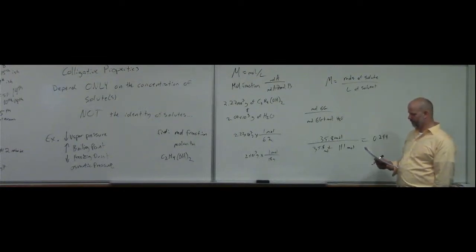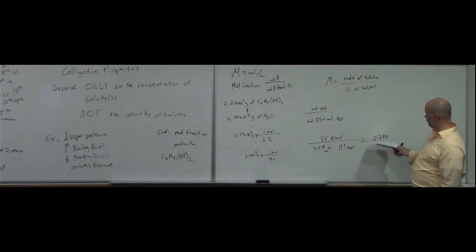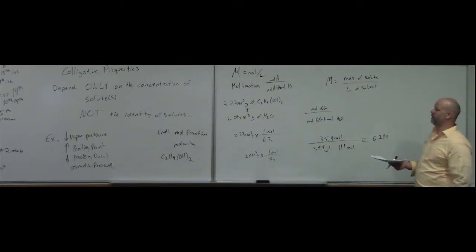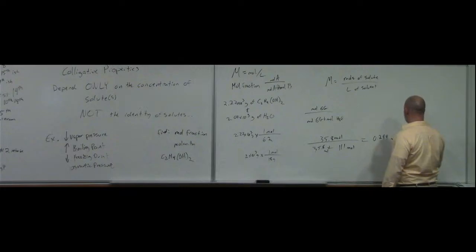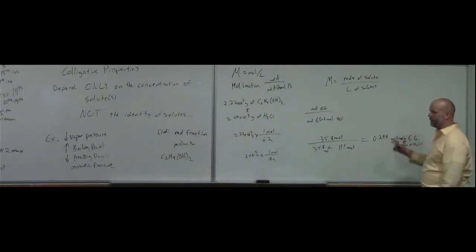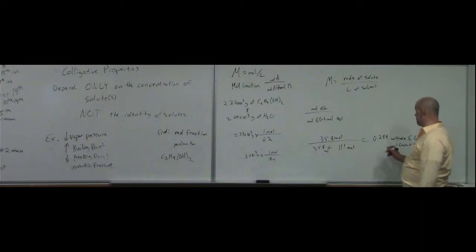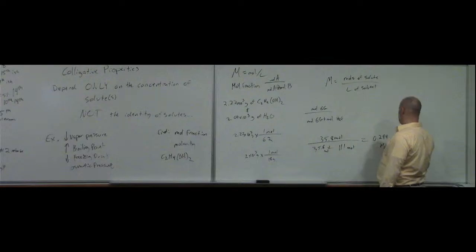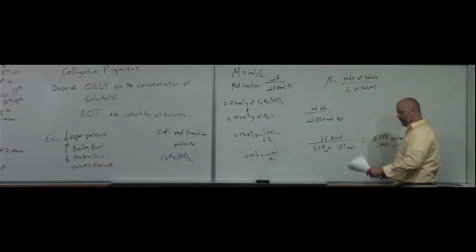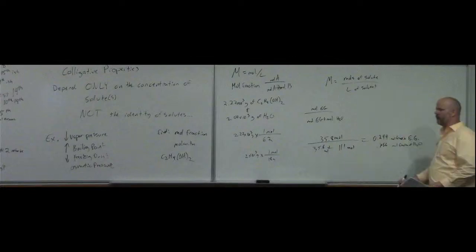Okay, good. And now if I subtract 1 from 2 point, this is the mole fraction of ethylene glycol. If I want the mole fraction of water, I simply subtract that from 1, right? And that's going to give me about 0.756, is that right? Okay, that'd be my mole fraction for water. That's the first part.